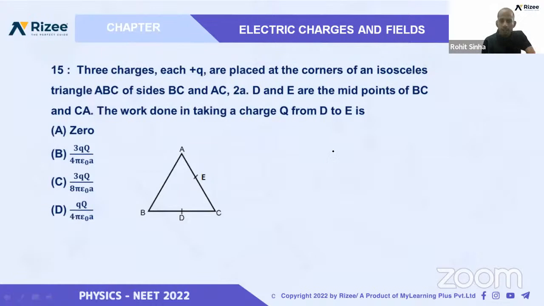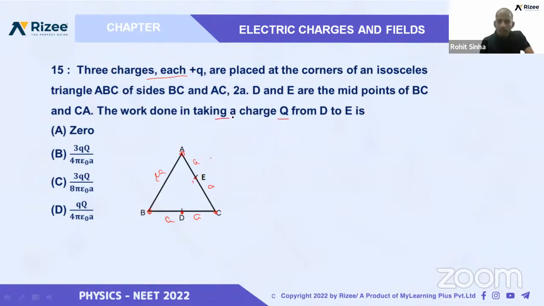It is telling that 3 charges are present here and here, and it is also telling that 2A that way. And you usually know that if it is a midpoint, it will be A like this, A, since it is a midpoint. Now it is telling what will be the work done to bring a charge capital Q from D to E. Suppose we are bringing this charge from here to here.